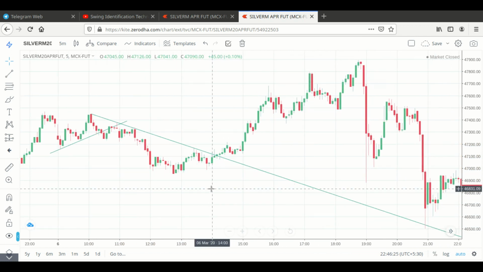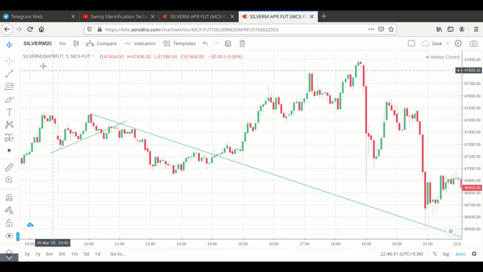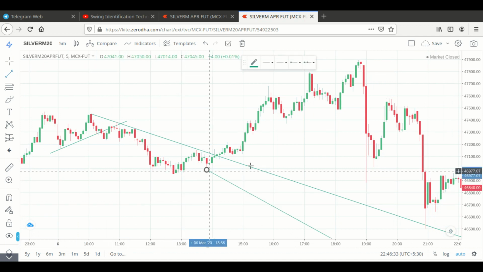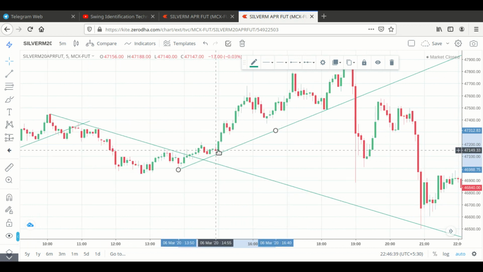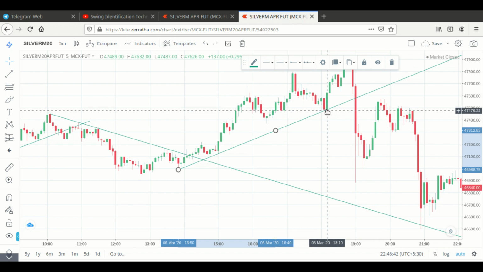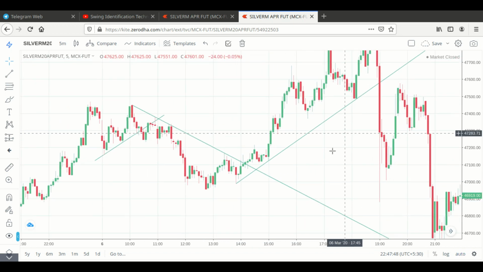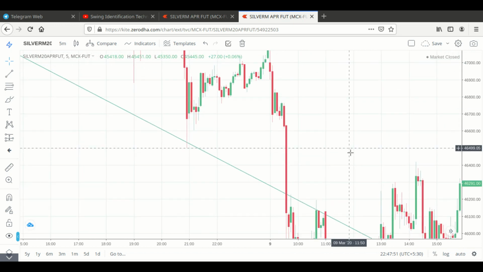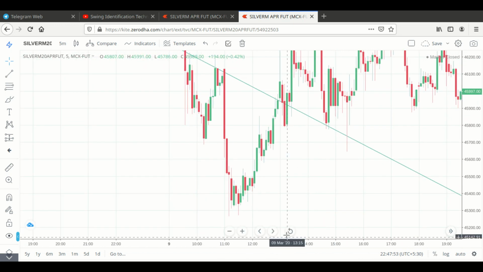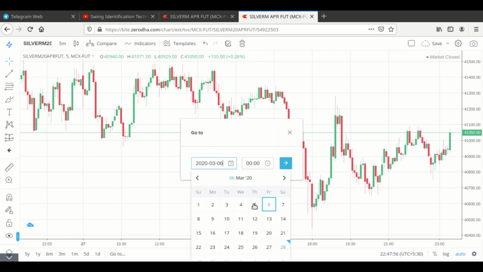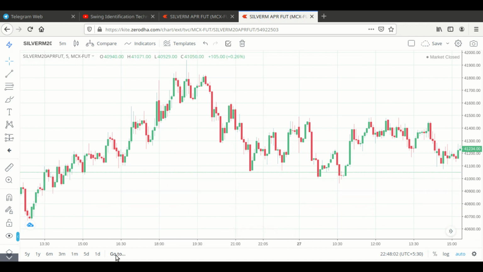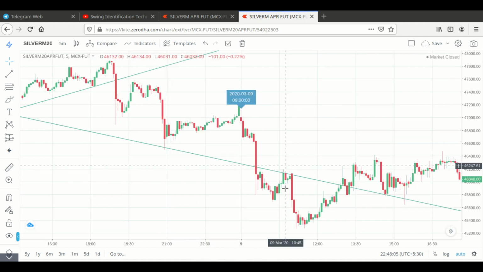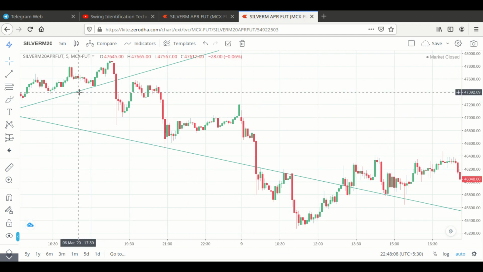Next trend line that we can draw over here would be from here, this line, this wick, and it touched again over here, and then it broke. So let's go to the next day and see if we can draw something again. Ninth. Okay, let me clear this.